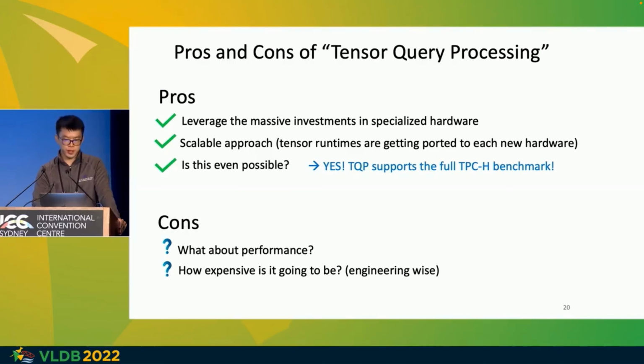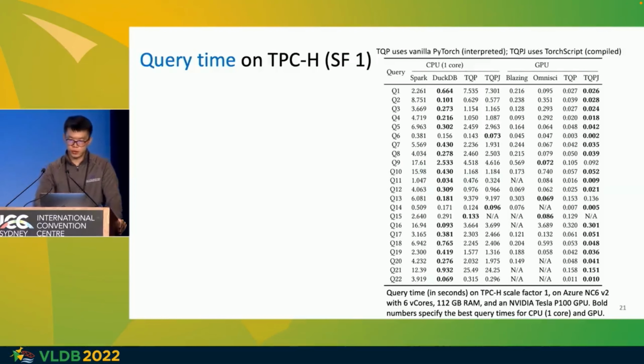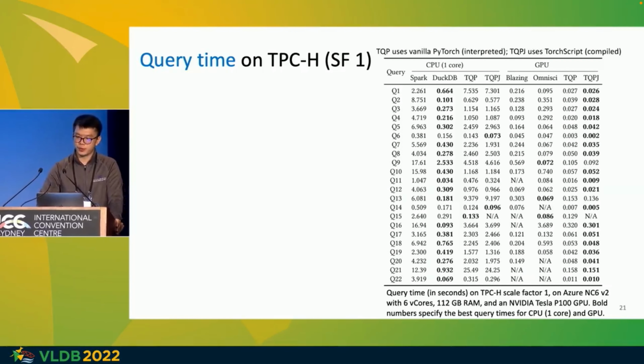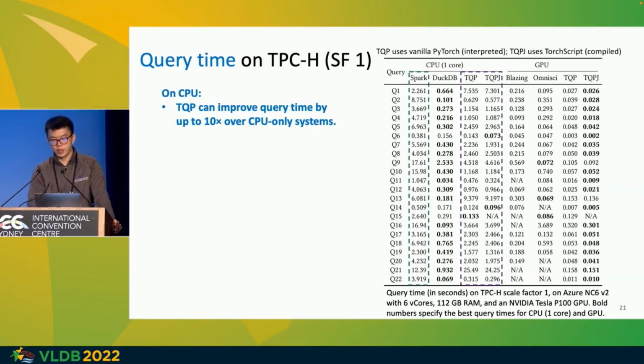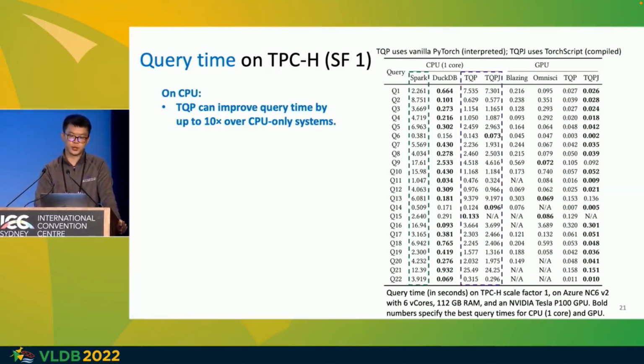Now the next question is, what about TQP's performance? The table shows the query execution time in seconds on TPC-H benchmark at scale factor 1. We have TQP in two modalities, interpreted, which is TQP in the table, and compiled using TorchScript, which is TQP-J in the table. And both numbers highlight the best performance for CPU 1 core and GPU. On CPU, if we compare TQP and Spark, we can see that TQP outperforms Spark for most queries. Given that TQP uses the same query plan as Spark, this suggests that the tensor abstraction is indeed good enough for executing relational queries.